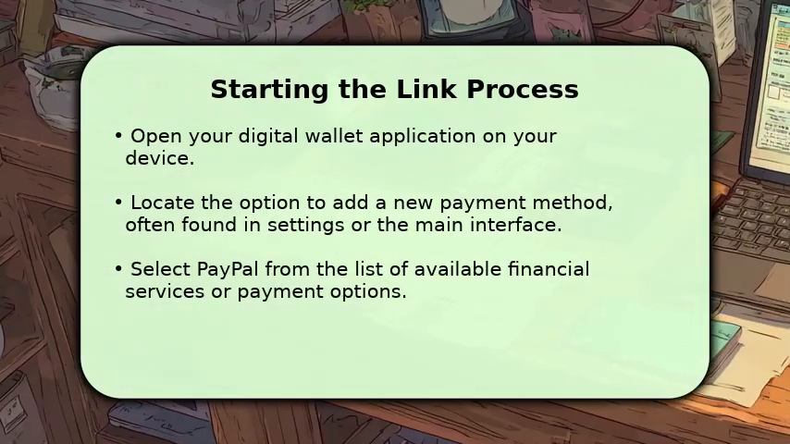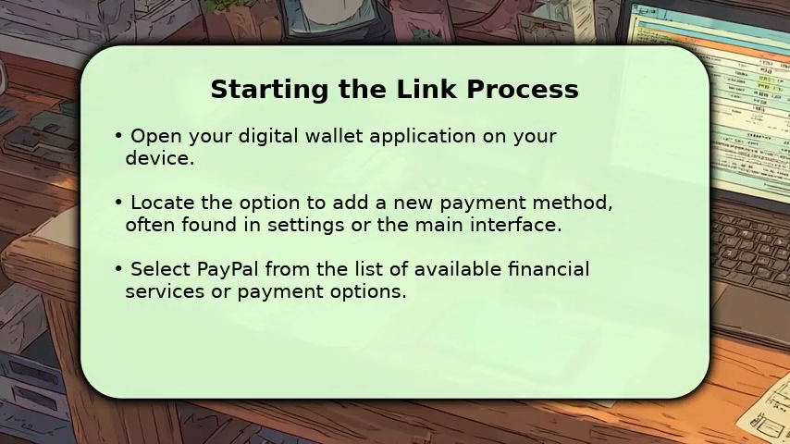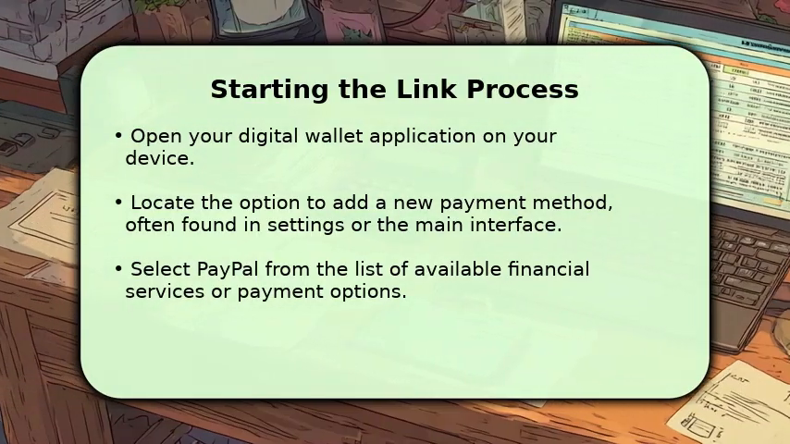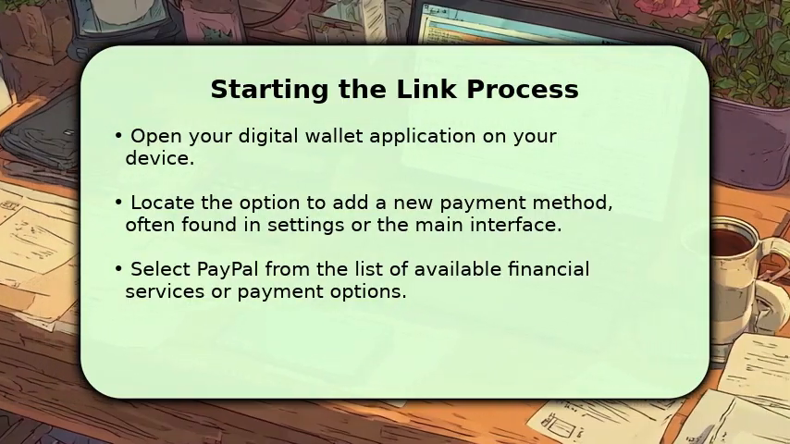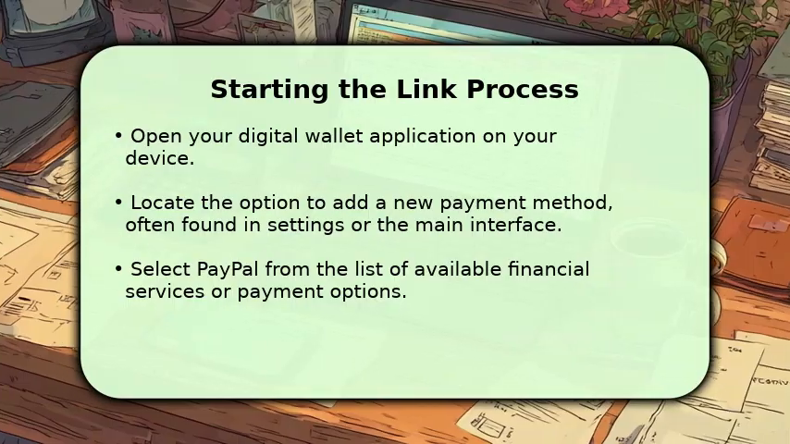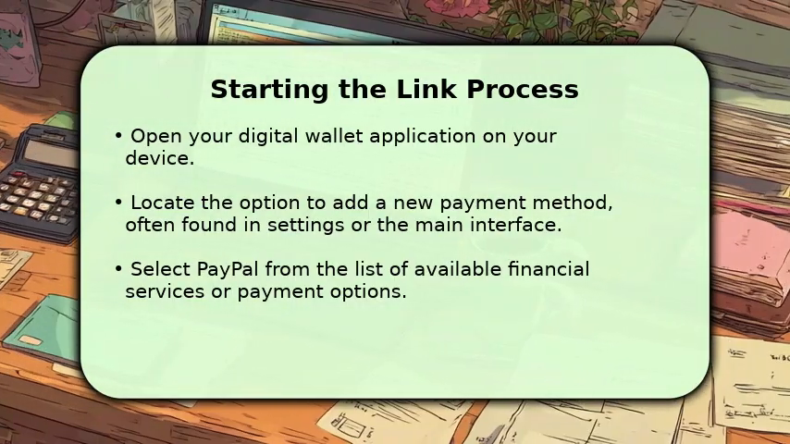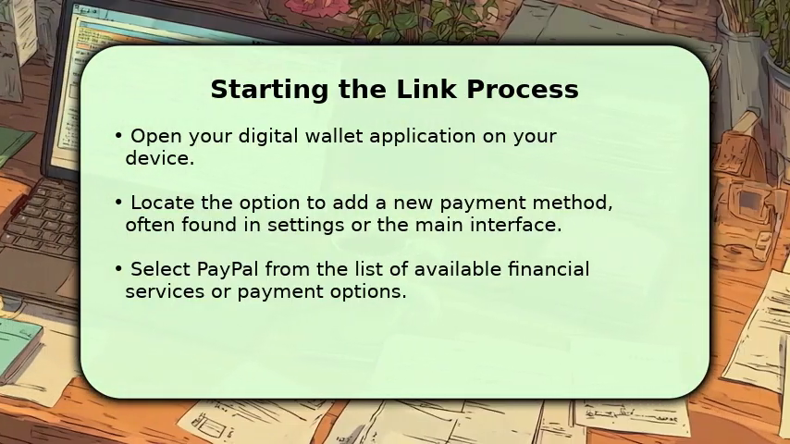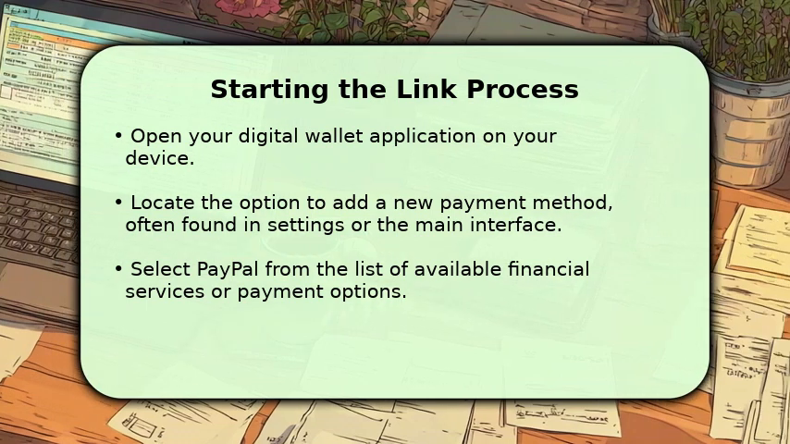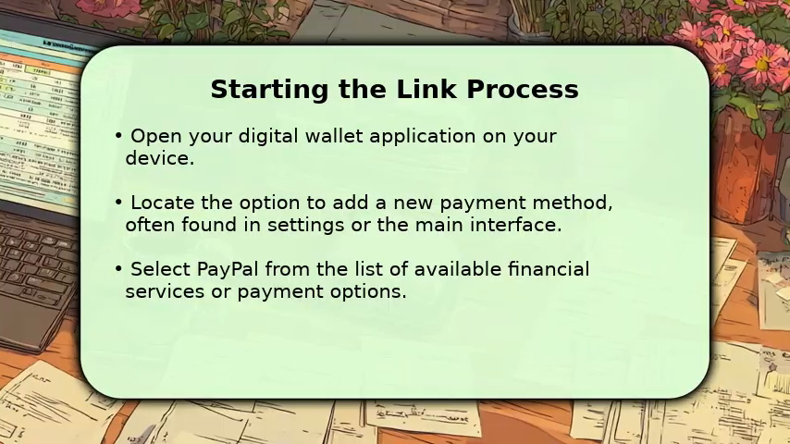Once your digital wallet app is open, navigate to the section for adding a new card or payment method. This is usually represented by a plus sign or an Add Payment button, often located within the Settings or Account area. From the list of available options, look for and select PayPal. This step initiates the secure connection between your digital wallet and your PayPal account, setting the foundation for convenient transactions.